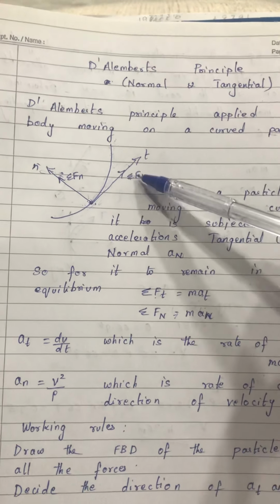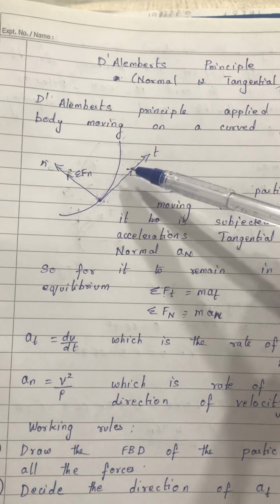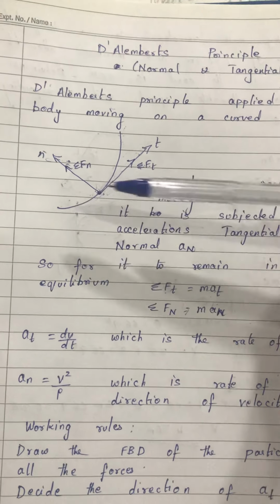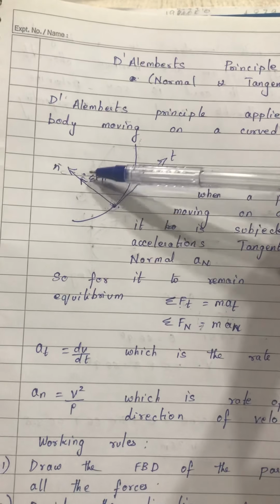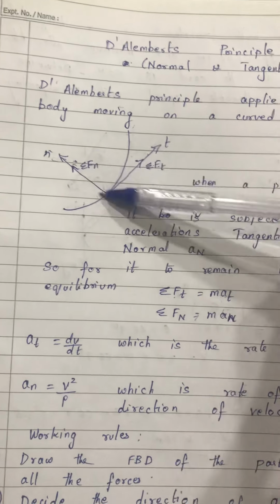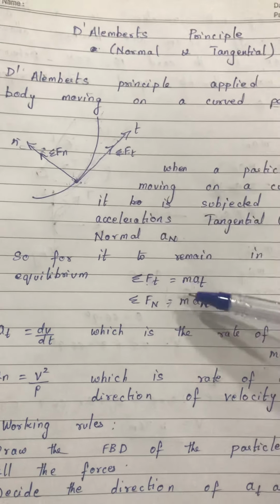In other words, Ft, sum of all the forces in the tangential direction, should be balanced by an opposite force which is known as the D'Alembert's force, which is mat. Similarly, Fn, sum of forces in the normal direction, should be balanced by an opposite force, that is man.